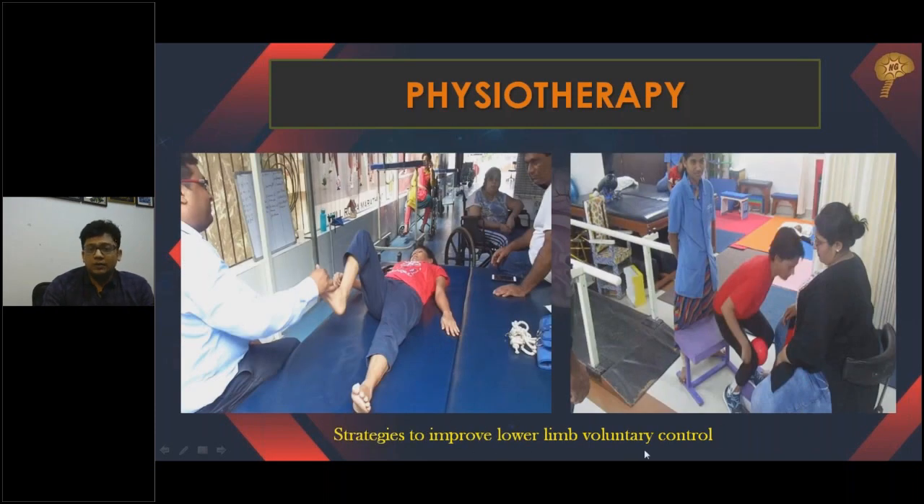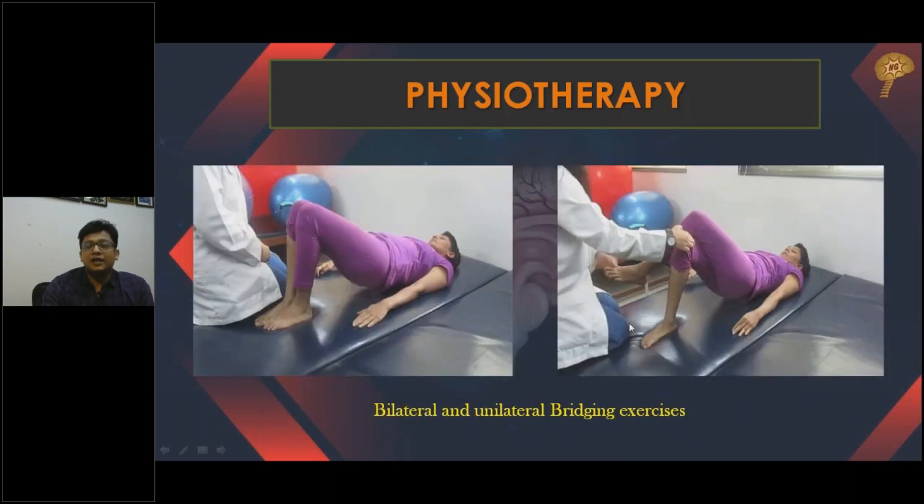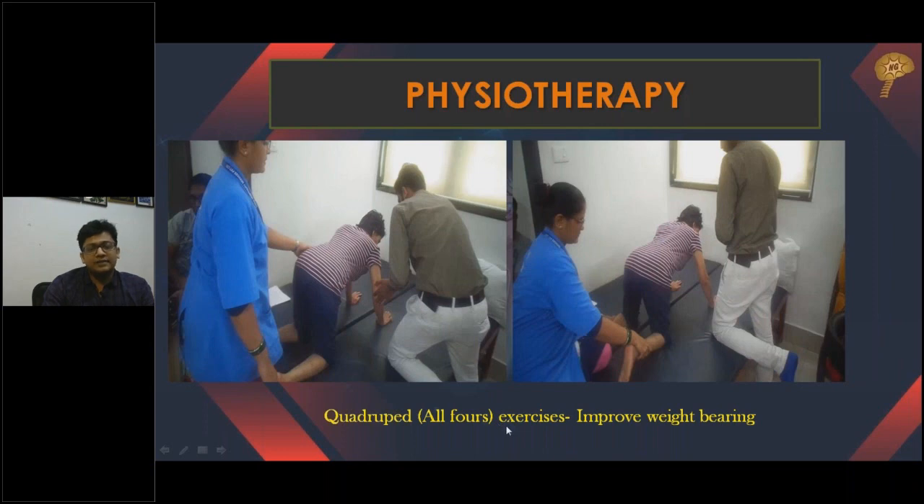Strategies to improve lower limb voluntary control. You can see in the bed, she is doing hip knee flexion, hip knee ankle flexion. In this, she is doing sit to stand activity and hence recruiting the lower limb muscles. Sit-ups using push-up bars for the affected upper limb. Bilateral and unilateral bridging exercises are very important to regain trunk strength to break the extension synergy of the lower limb. Quadruped exercises are very important for weight bearing exercises.